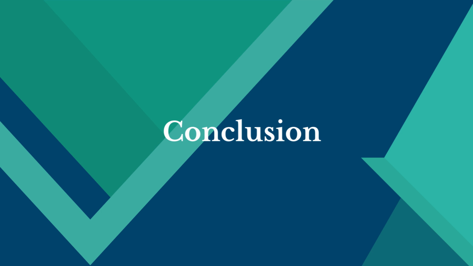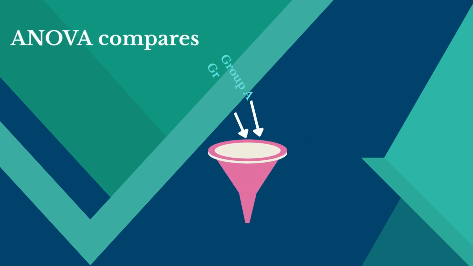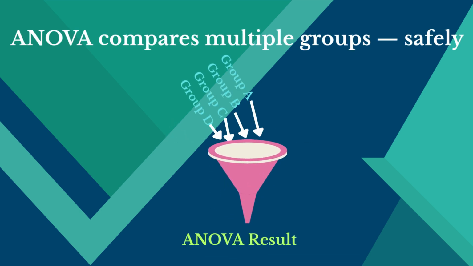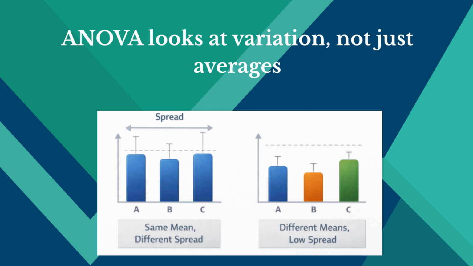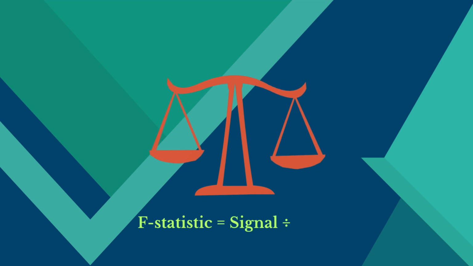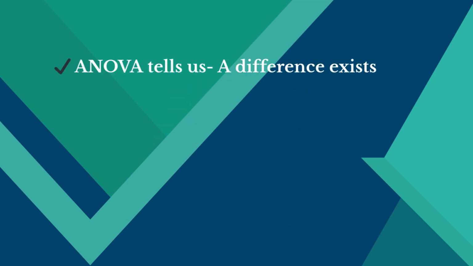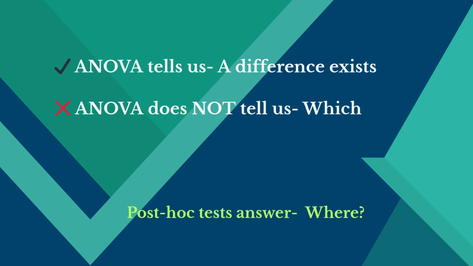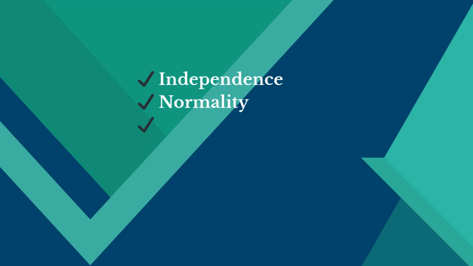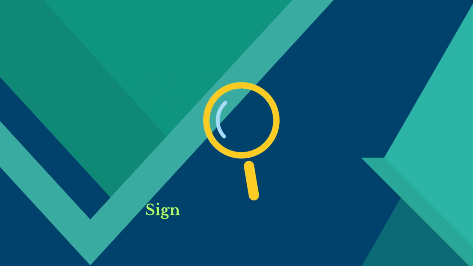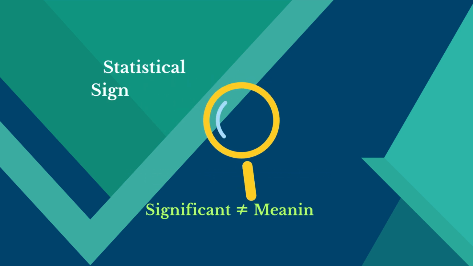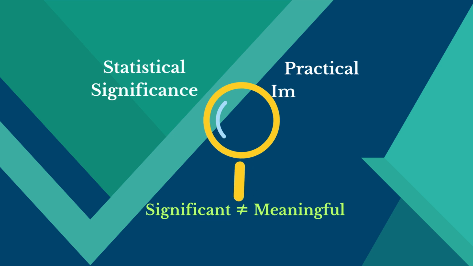Let's step back and summarize big ideas. ANOVA handles comparisons across multiple groups. It focuses on variance, not just means. F-Statistics compares signal to noise. ANOVA test whether differences exist, not where they exist. Assumptions matter, and statistical significance is not the same as practical importance.